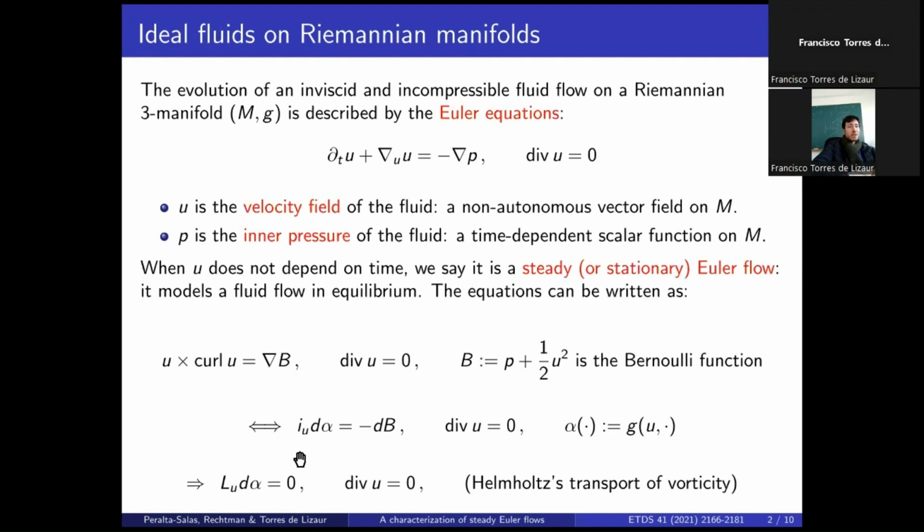So the question is, given U, can you find some metric so that the dual of U satisfies this? Here it is also important to emphasize that the second Euler equation, the divergence of U, does not involve the metric. You can define the divergence without the metric, just with the volume form. This is just saying that U is volume-preserving.